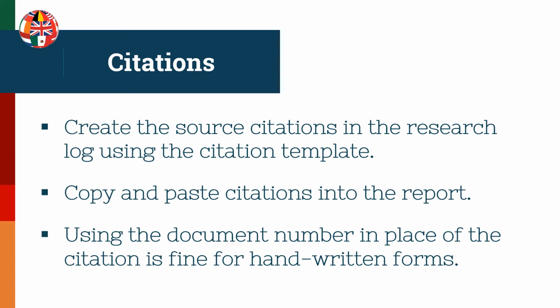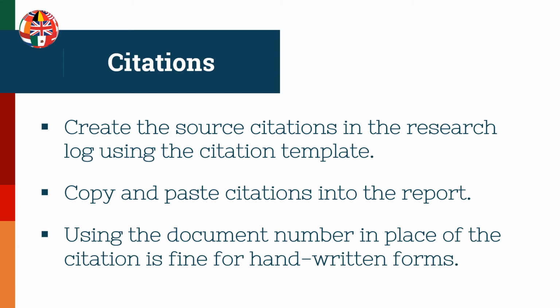As far as citations, again, create the source citations in the research log using the citation template. Then it's a simple matter to copy and paste your citations into the report. Using the document number in place of the citation is fine for the handwritten forms. So let's say you have found a birth certificate, and that is document 1. Your citation in your research log for that birth certificate would have the number 1. In the report, the citation at the end of it would say document 1.